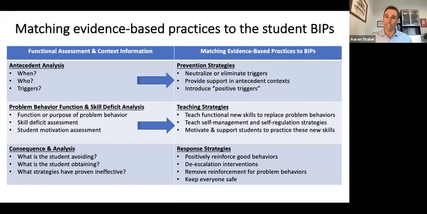When we consider problem behavior, function, and skill deficit, we want to remember that usually problem behaviors communicate a need. Rarely is the need itself bad. It's just how they're communicating the need that's inappropriate. And if they had more skills, they probably would do it a different way. So let's give them those skills.